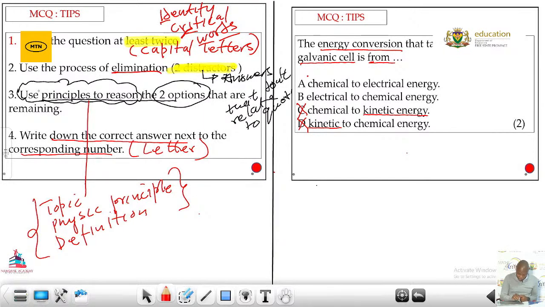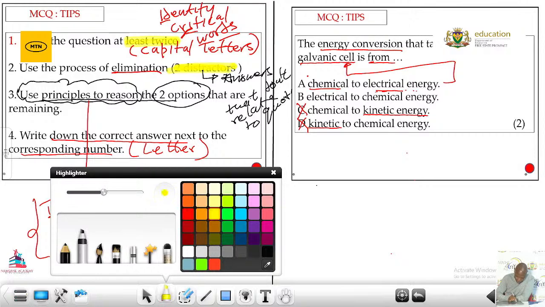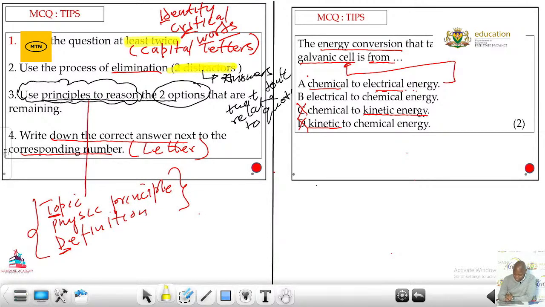Which will need me to have a physics principle, either a definition or something relating to the topic, in order to choose the correct one. Knowing that in a galvanic cell the energy conversion is from chemical to electrical energy, I can only know this if I know exactly what a galvanic cell is used for, how to define it, and the energy conversion in it. So immediately after eliminating the distractors, it is important to apply a physics principle.